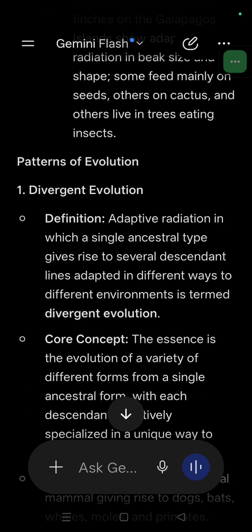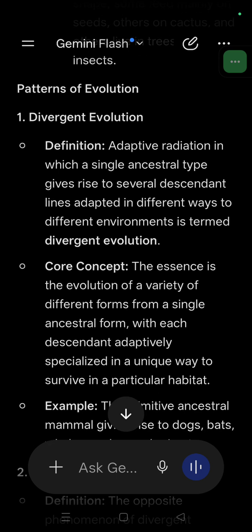Divergent evolution. Patterns of evolution. Definition: adaptive radiation in which a single ancestral tribe gives rise to several descendant lines adapted in different ways to different environments is termed divergent evolution.